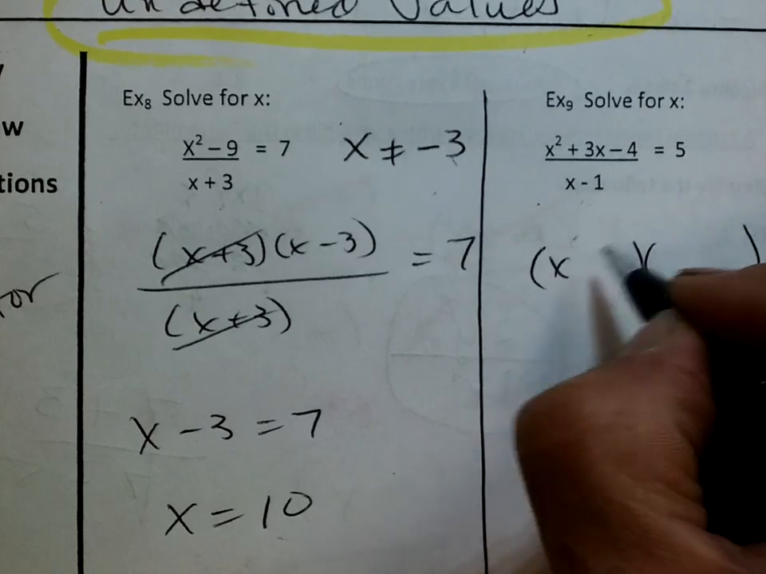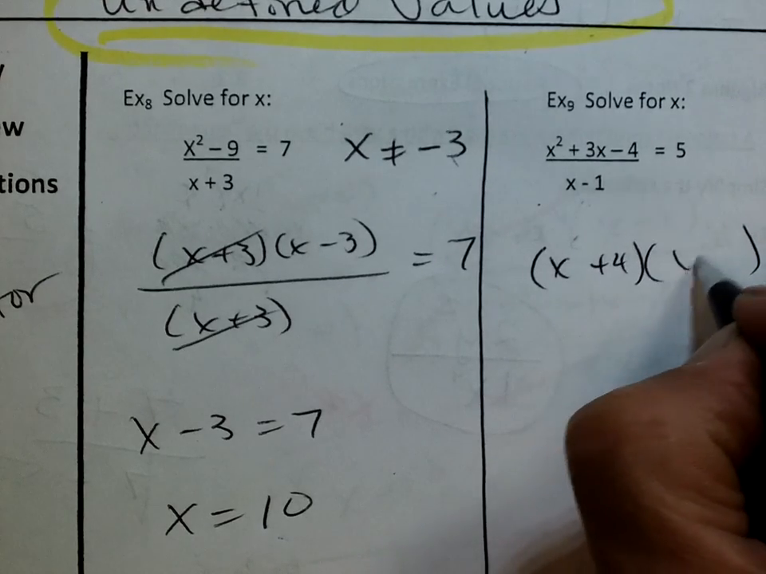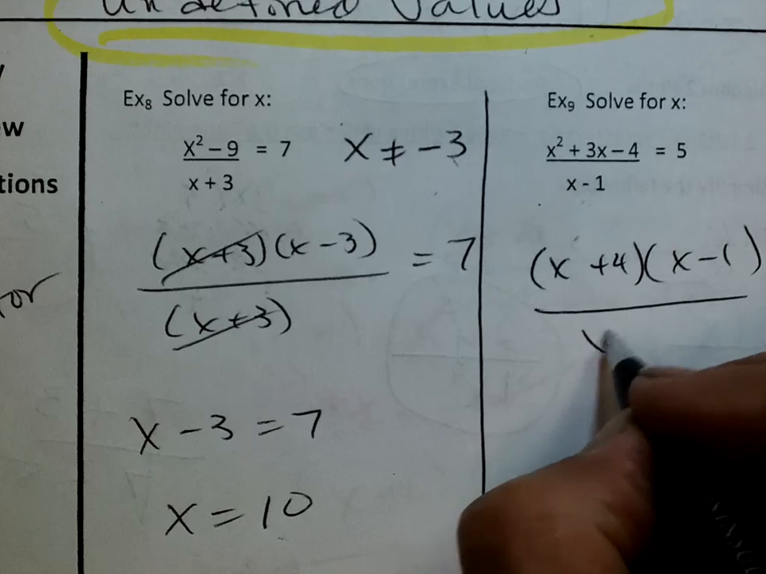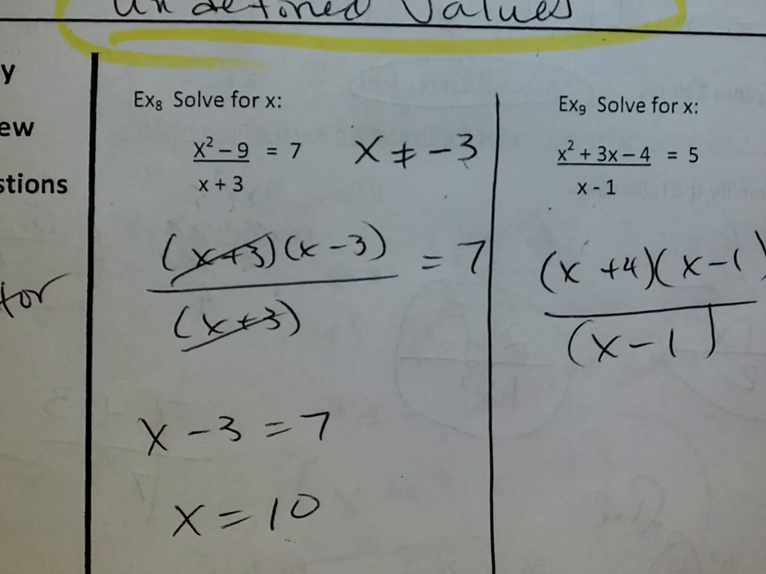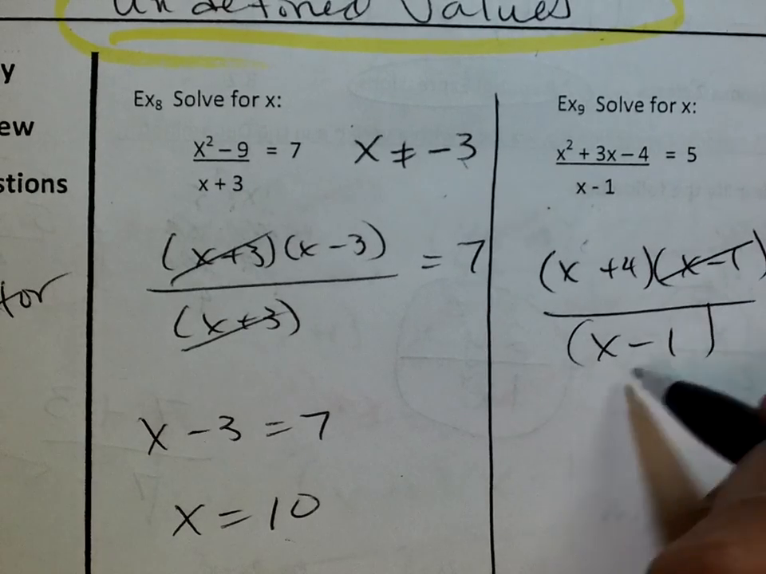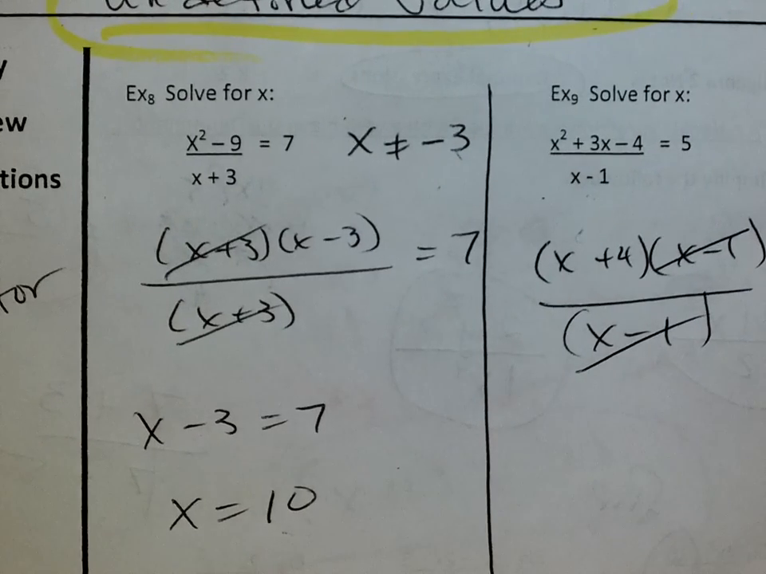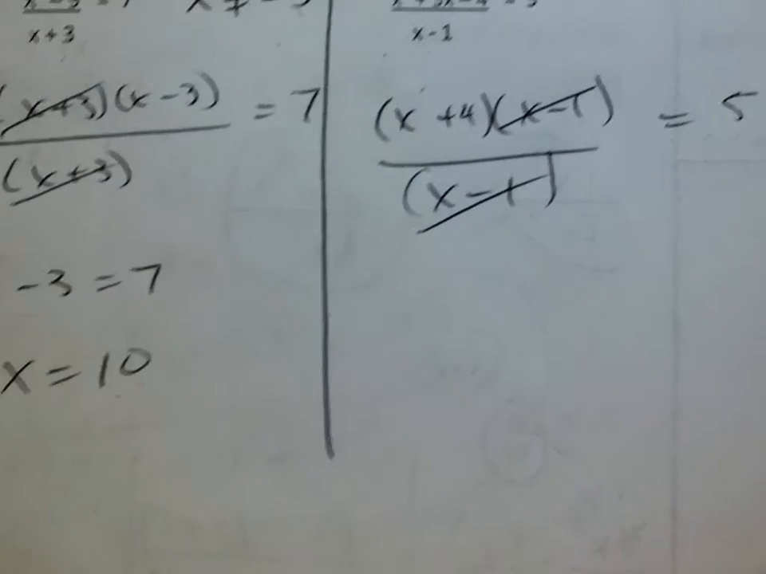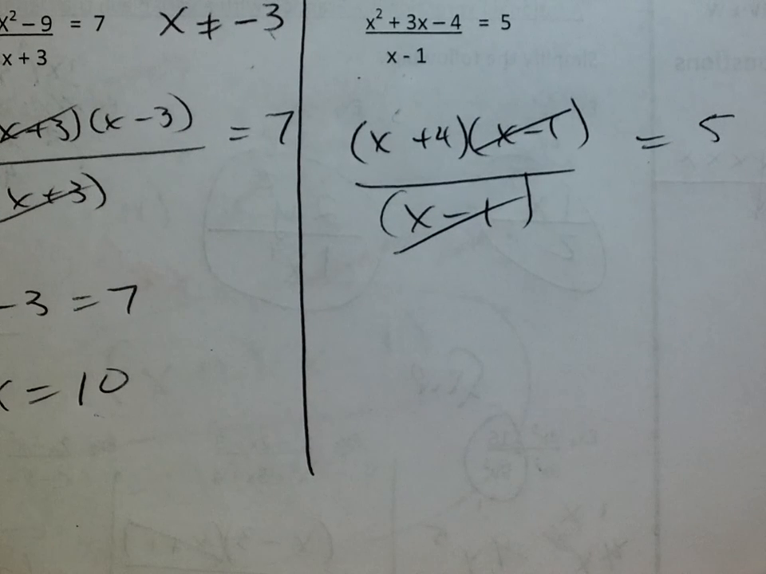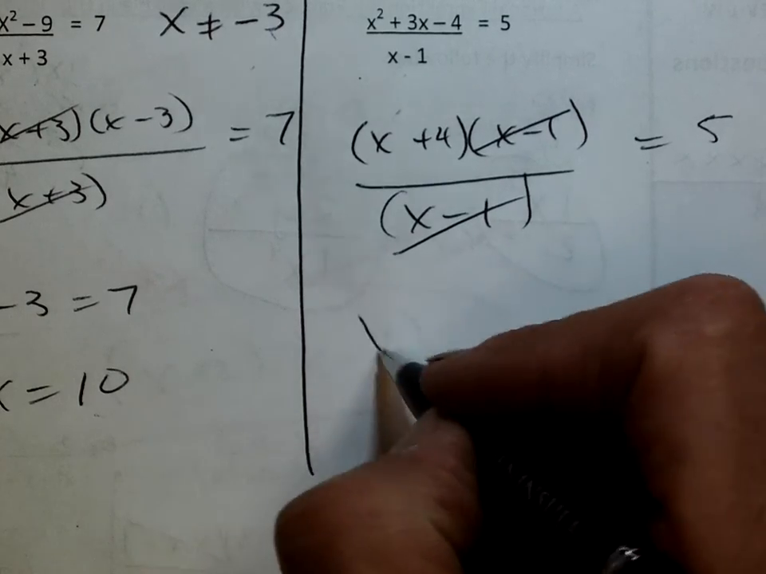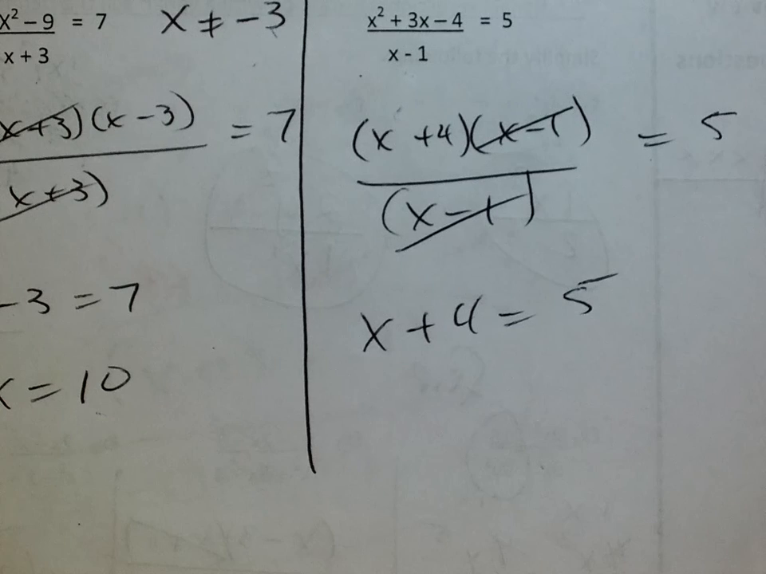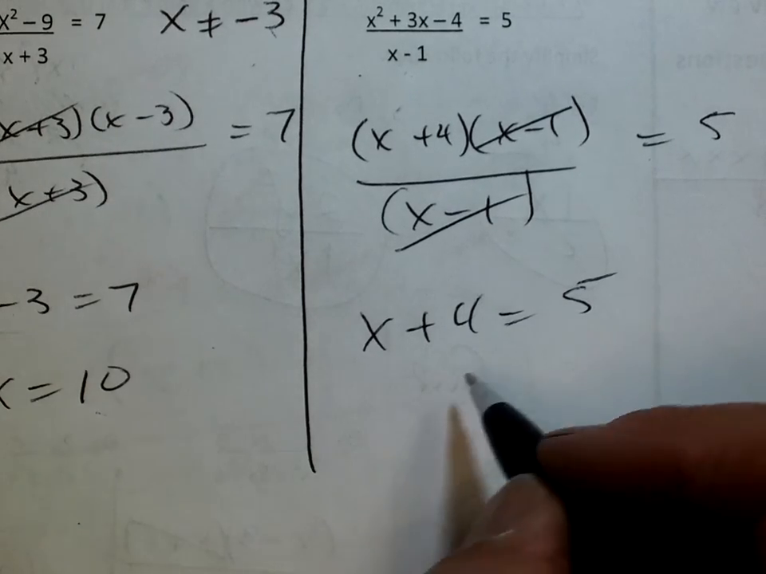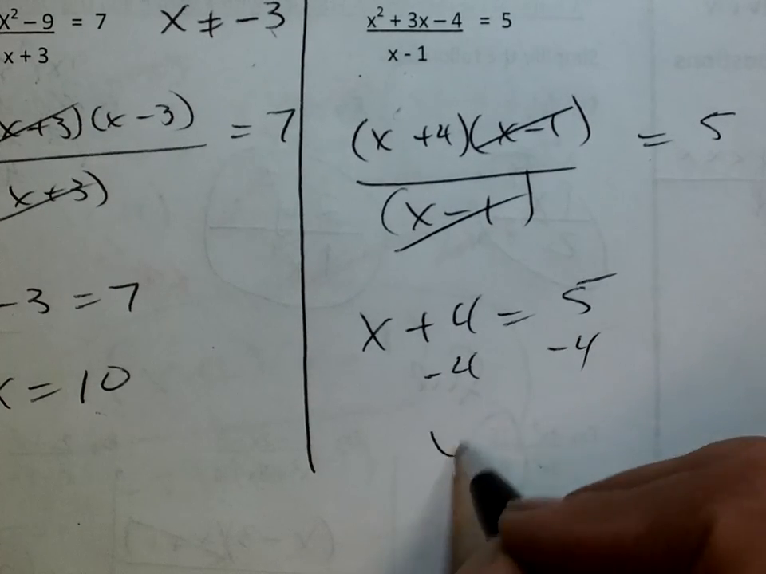If I go x plus 4, x minus 1 over x minus 1 equals 5, right? Cancel, cancel, right? There you go. Sorry, Renee. There you go. That's easier, see? Am I going too fast? Am I okay? Okay. And then I've got x plus 4 equals 5, right? What? You get x equals 1. Very good, Claire. Minus 4, minus 4, x equals 1.